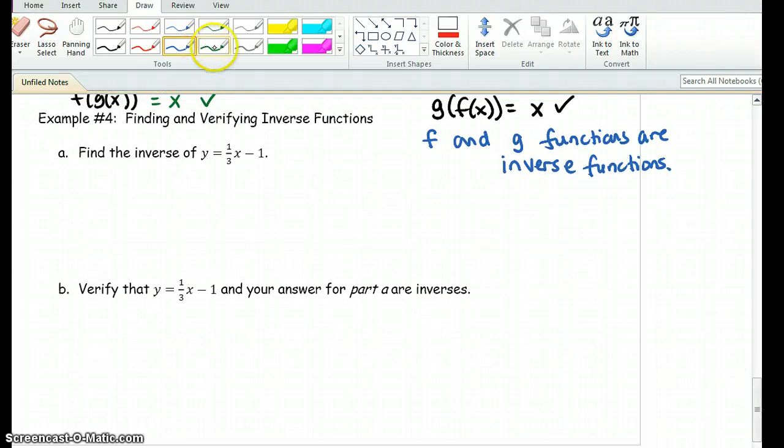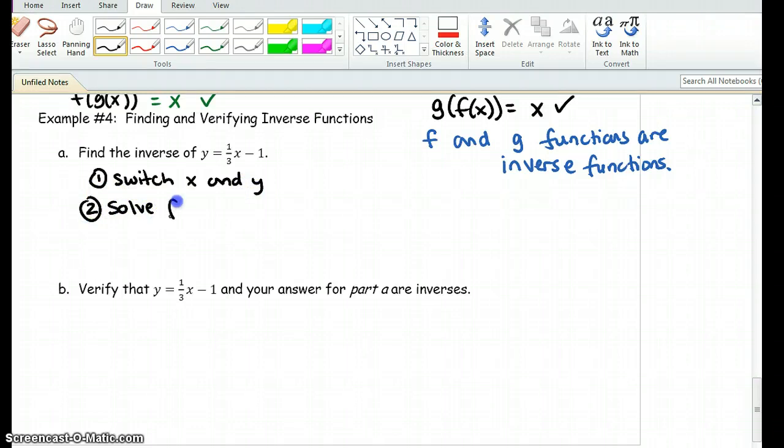The first part of this problem says, find the inverse of y equals 1/3 x minus 1. So remember, that's 2 steps. The first step is switch x and y. And then the second step is solve for y. Alright, so let's go ahead and give it a try again. Now here it doesn't say f of x, so we already have the equation, which is nice. Ooh, that's not negative. 1/3 x minus 1.